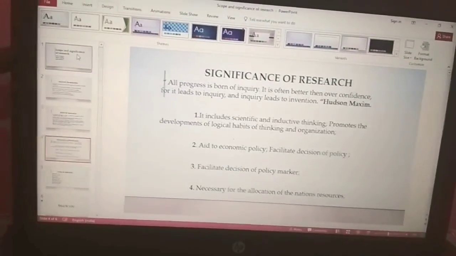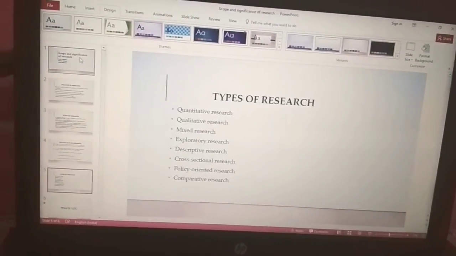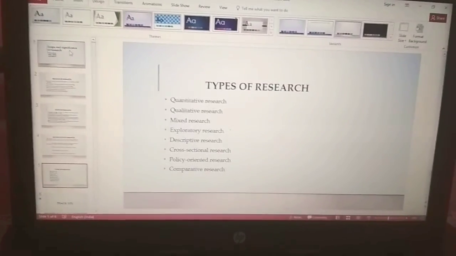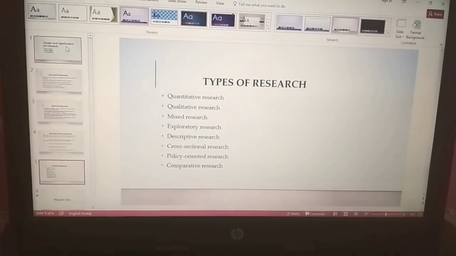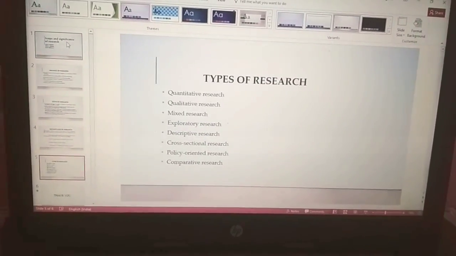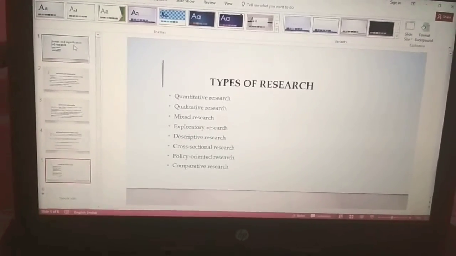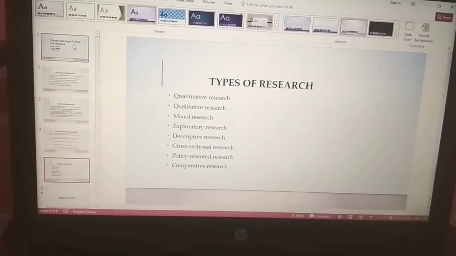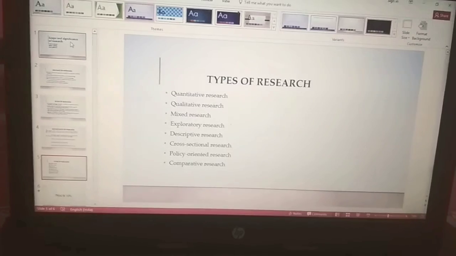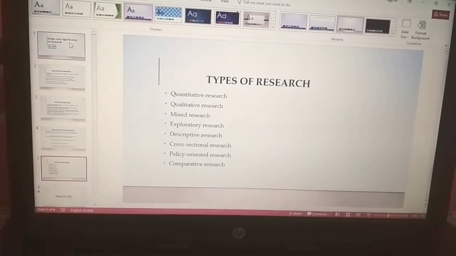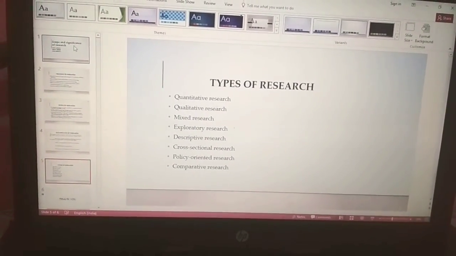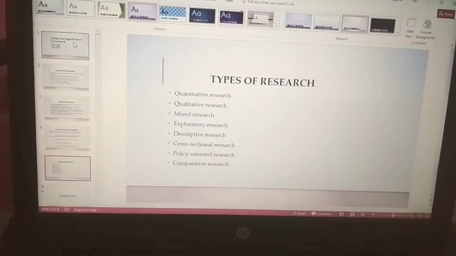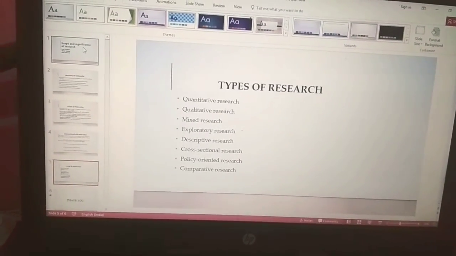The next one is the types of research. We have a lot of types in research. Now we have seven or eight more points. The first one is quantitative research, qualitative research, mixed research, exploratory research, descriptive research, cross-sectional research, policy-oriented research, and comparative research.